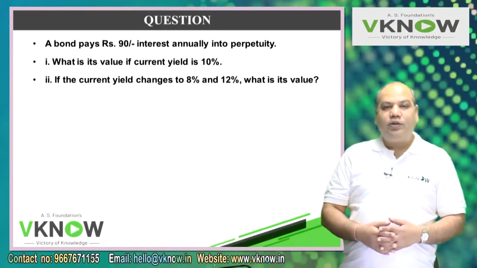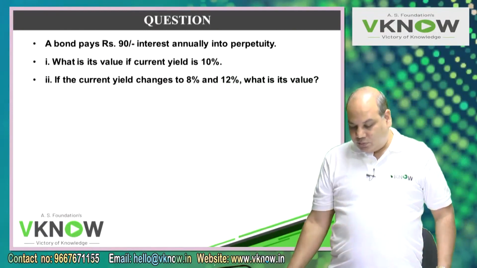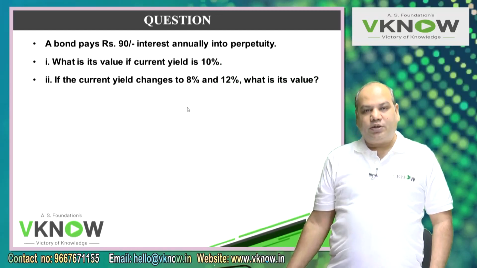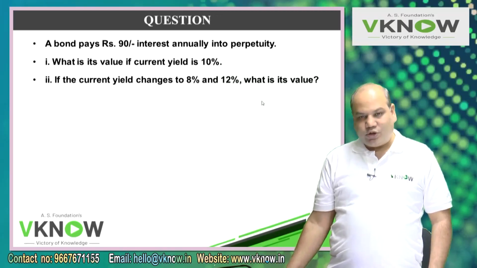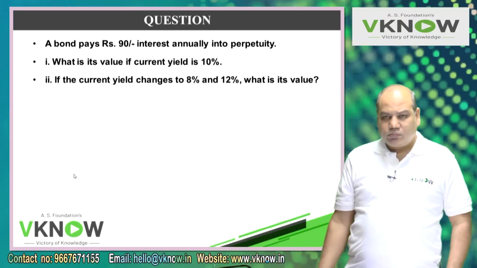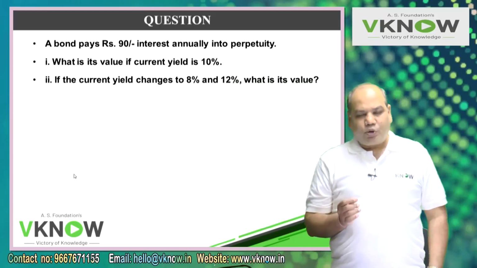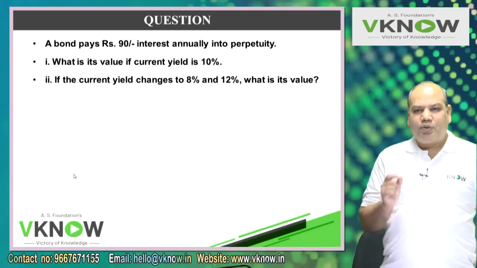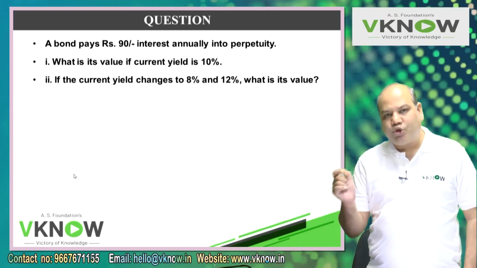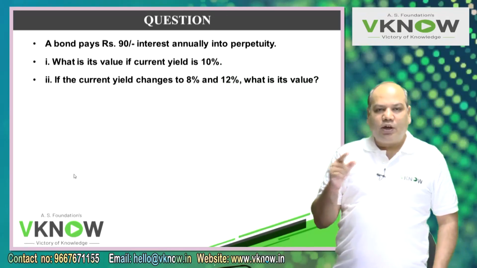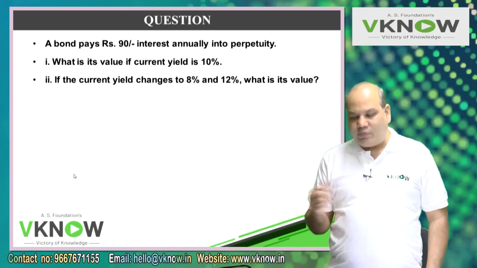If the current yield is 10%, that means your discount rate is 10%, and if the current yield changes to 8% and 12%, then what is its value? Anybody can answer this question. This is the problem of finding the present value of a perpetuity, an infinite constant annuity.